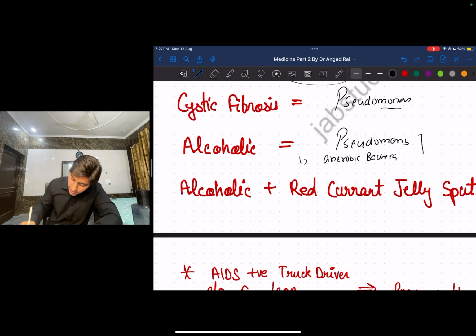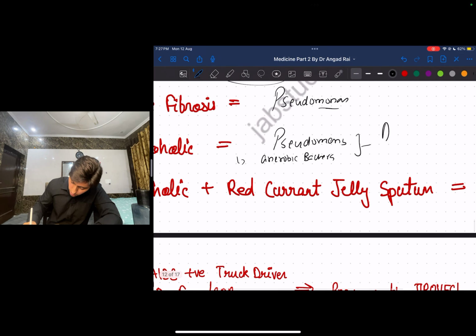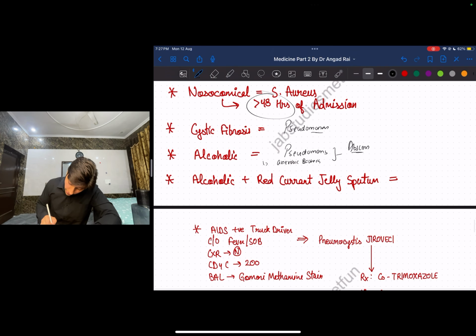And what will it cause, guys? It is going to cause abscess. What is it going to cause? It is going to cause abscess. If you have now an alcoholic patient with red currant jelly sputum, now the condition is not going to be Pseudomonas, it is going to be Klebsiella.